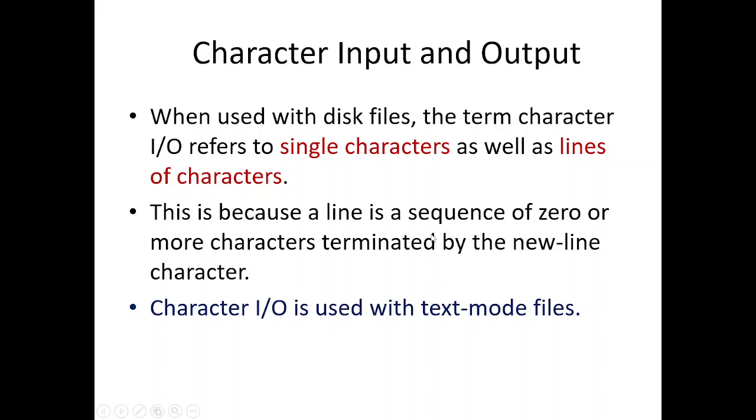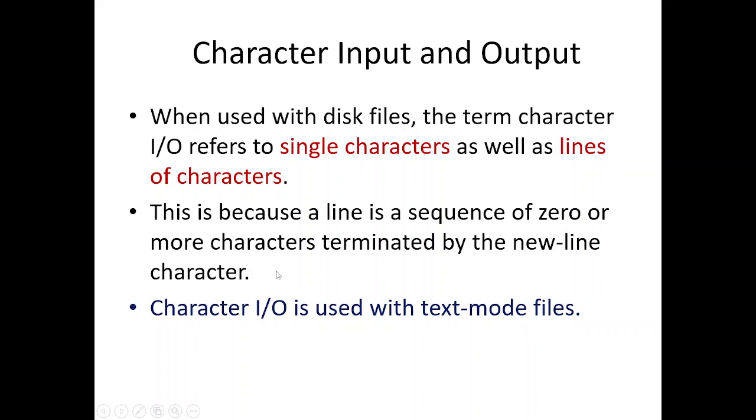So, character input and output. From the name itself, we know we are going to access the files in terms of characters. That is, we either write a single character at a time or read a single character at a time from or to the file. When used with disk files, the term character I/O refers to single characters as well as lines of characters. This is because a line is a sequence of 0 or more characters.